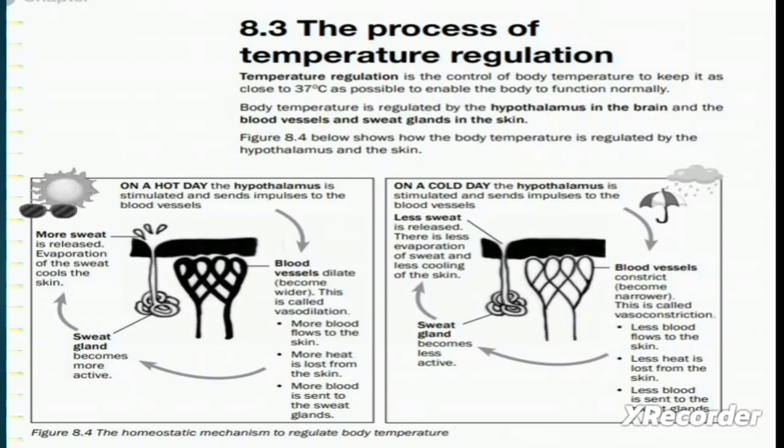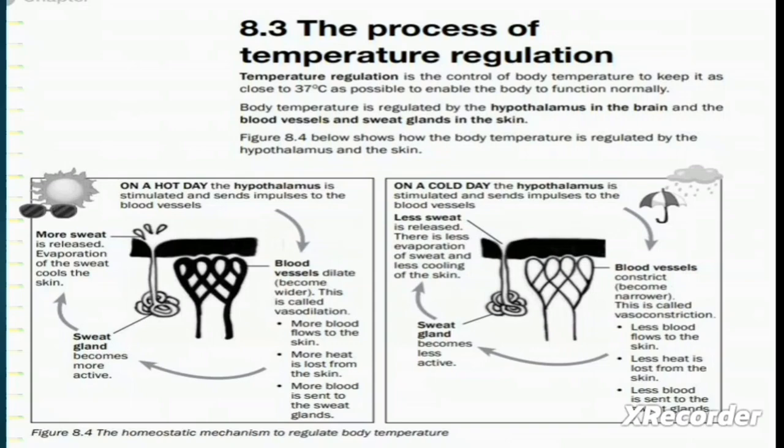Now let's talk about the process of temperature regulation. Temperature regulation is the control of body temperature to keep it as close to 37 degrees Celsius as possible to enable the body to function normally. Body temperature is regulated by what we call the hypothalamus in the brain and the blood vessels and sweat glands in the skin. So now let's look at these two pictures.